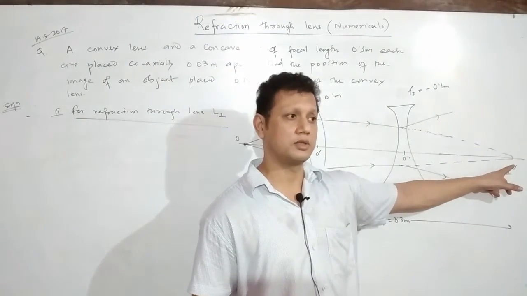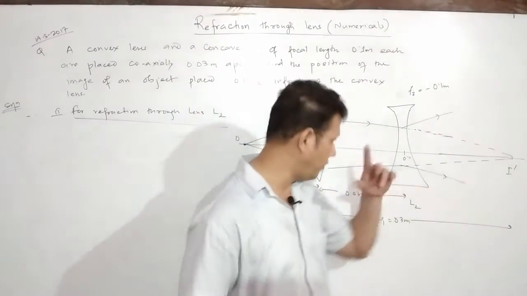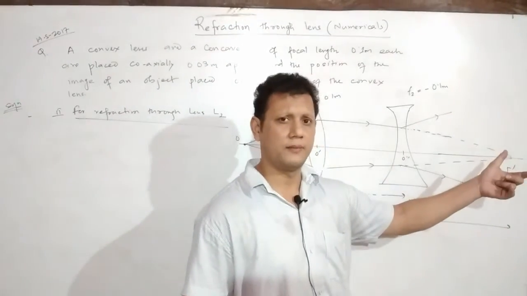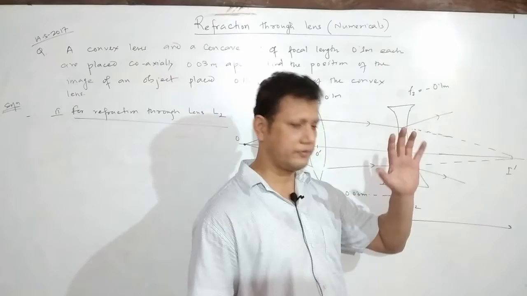What kind of image? Real image. But for this lens, it is not an image. It is just an object. But what kind of object? Virtual object. This thing is very much important.